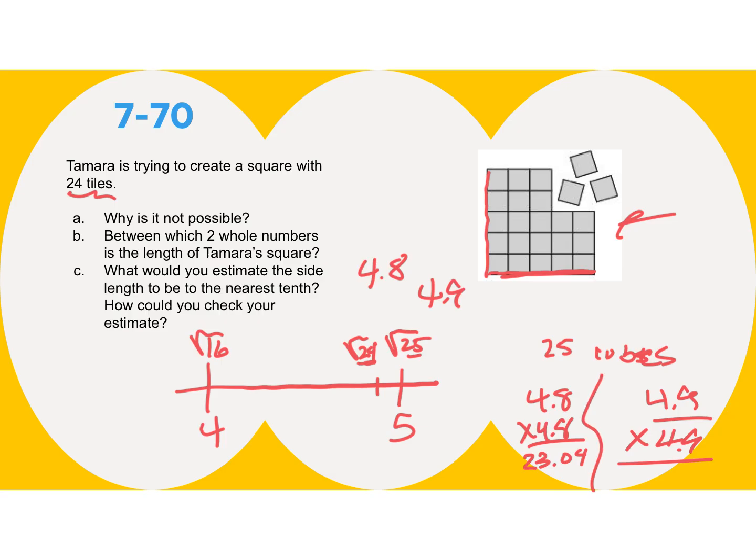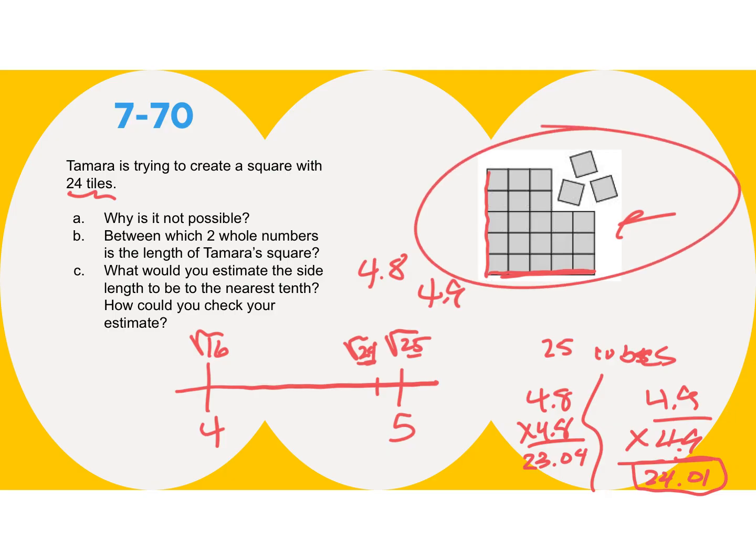And when you take 4.9 by 4.9, you get 24.01-ish. So you can see here that if I had 24 total tiles, which I have up here, I could make a square that's about 4.9 by 4.9 in dimension.